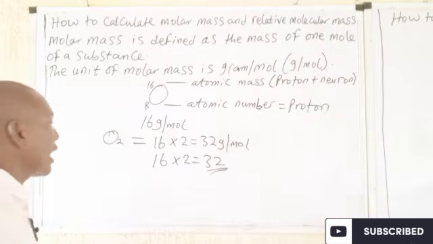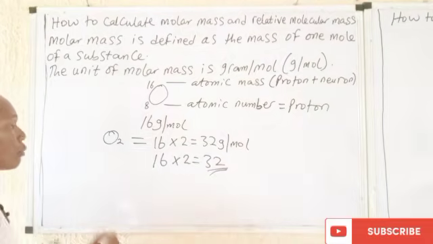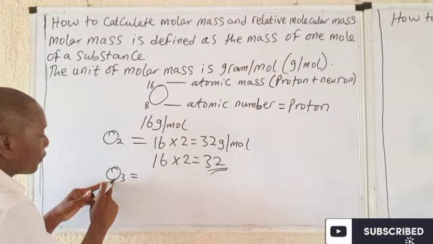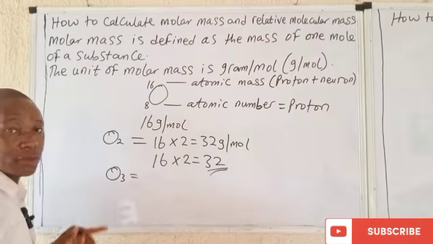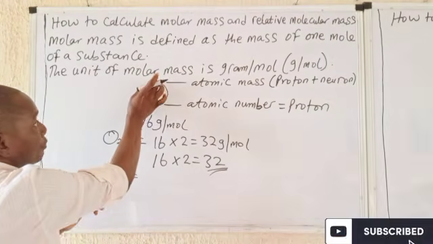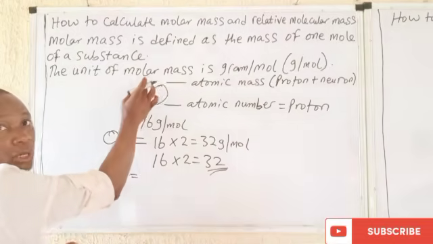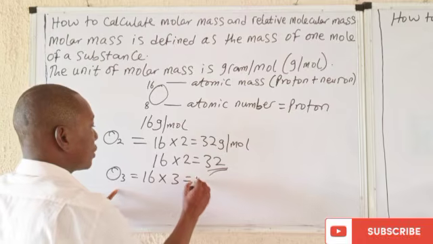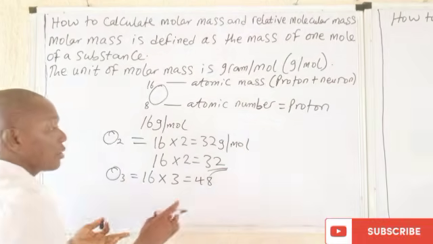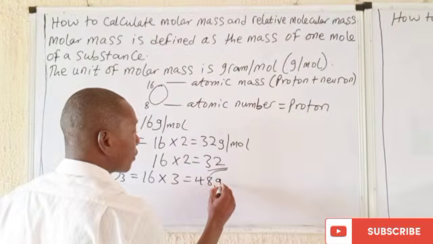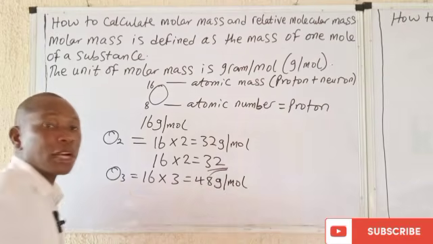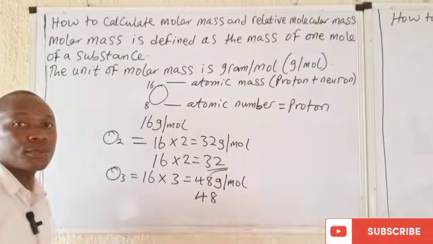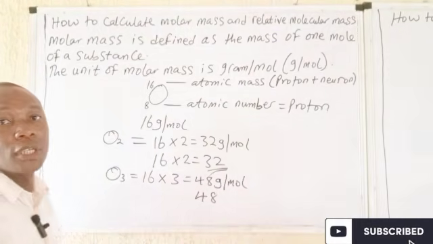All right, let's take a look at another example. Let's assume that you are asked to calculate the molar mass of ozone. Ozone is O3. So how many atoms of oxygen do we have here? We have 3 atoms. One atom of oxygen has a mass number of 16, so we have 16 times 3, which is 48. For the molar mass, it becomes 48 gram per mole. But if you are calculating the relative molecular mass, it becomes 48. So the relative molecular mass does not have a unit.